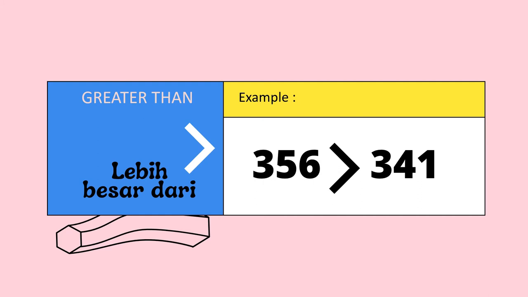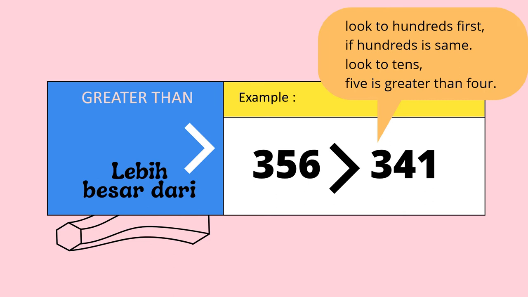For more example in 3-digit number, 356 greater than 341. 356 lebih besar dari 341. Look to hundreds first. If hundreds is same, look to tens. 5 is greater than 4. Jika ratusannya sama, sama-sama 3, maka lihatlah puluhannya. 5 lebih besar daripada 4. Jadi, benar ya, tandanya lebih besar dari.